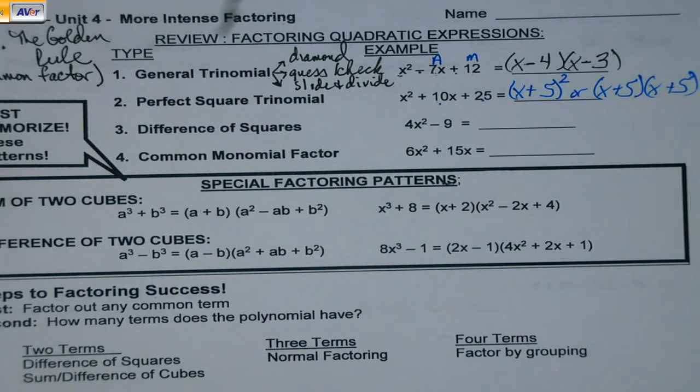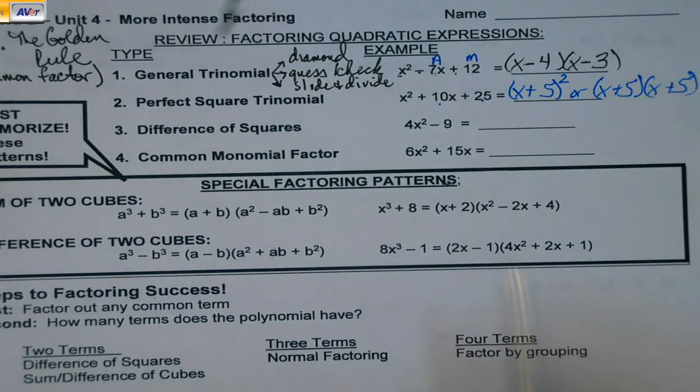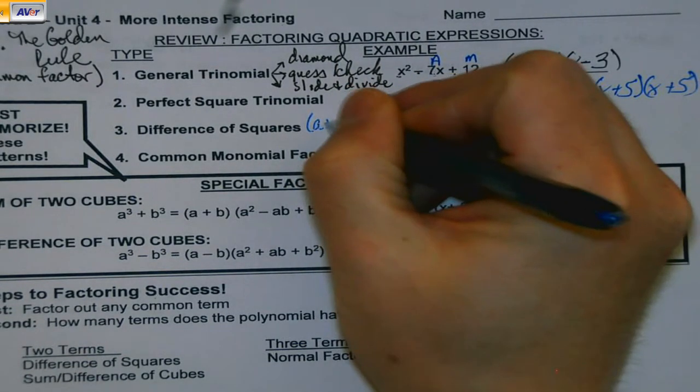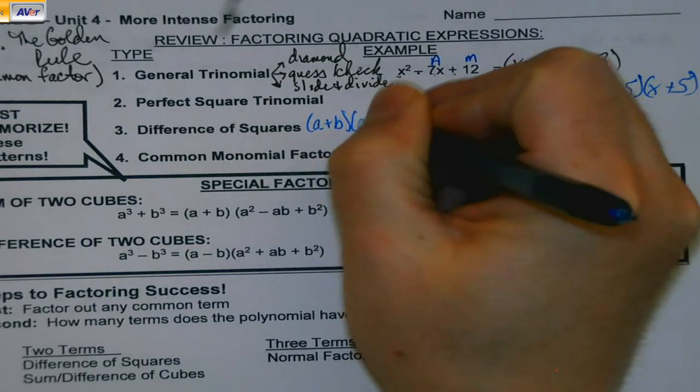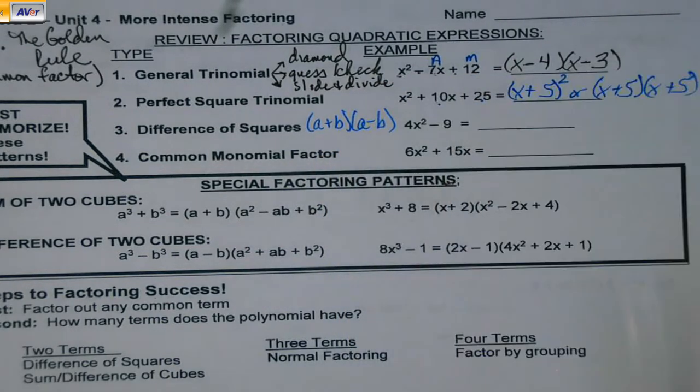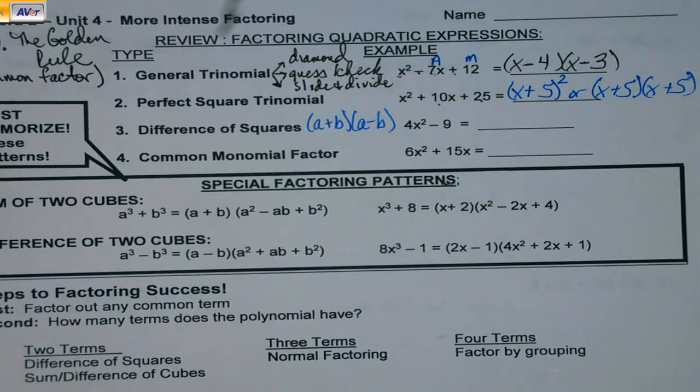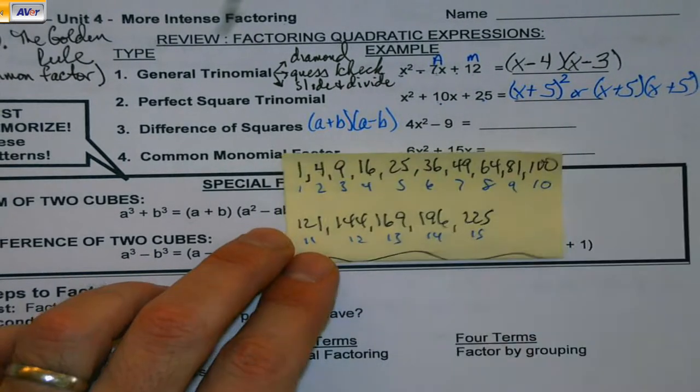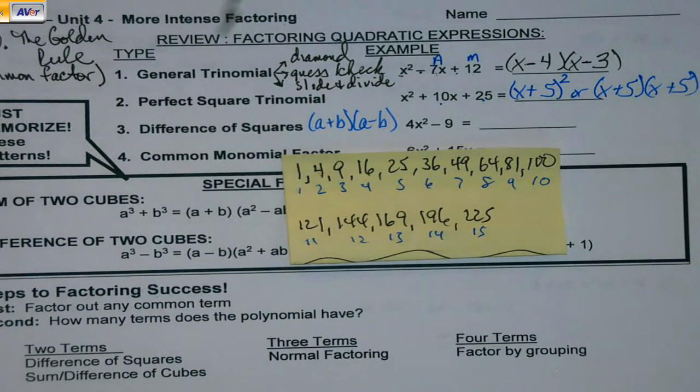Here's where I'm going to jump in with the squares, though. Difference of squares. Now, we talked about this before. This is where we've got an a plus b, a minus b, which is basically, what do I square to get each term, and I put plus in the middle of one and minus in the middle of the other.